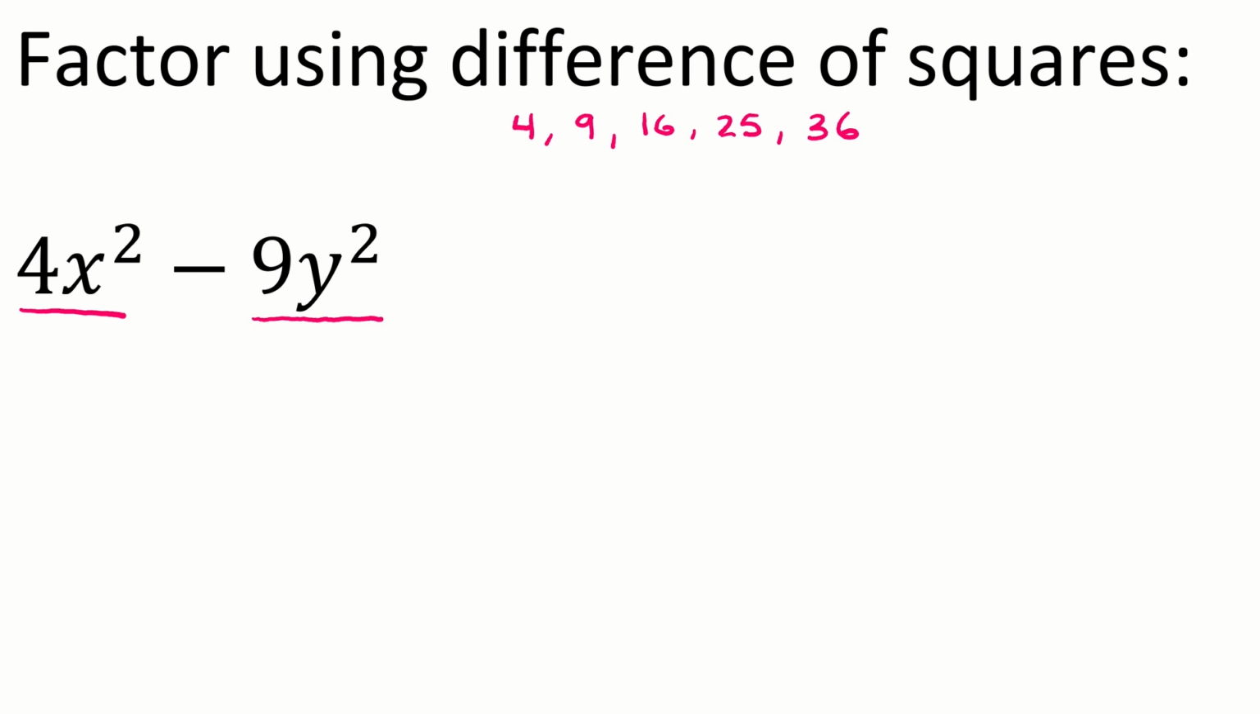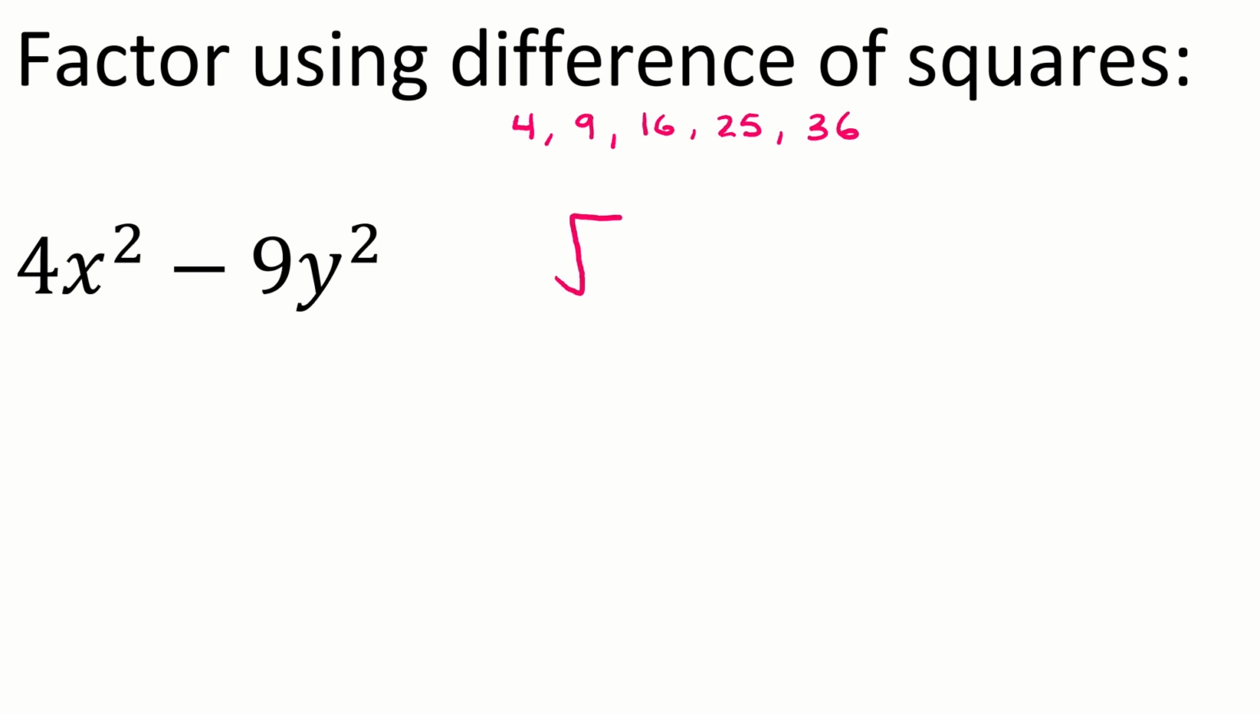The last feature of a difference of squares problem is this negative sign in between. And that's why it's called difference of squares. You have to be subtracting your two terms. So now that we've recognized that this is in fact a difference of squares problem, how do we factor it? The first thing we're going to do is take the square root of both of these terms.